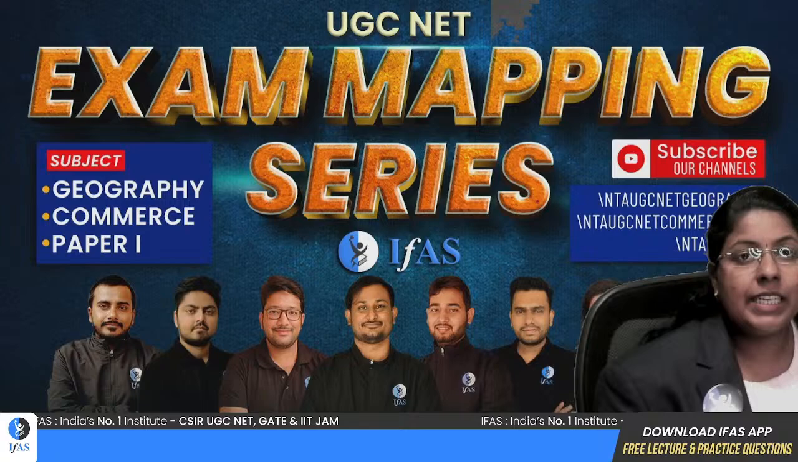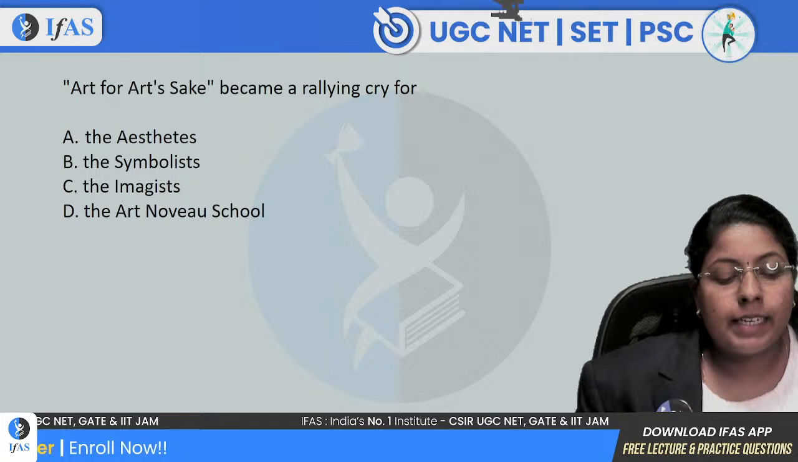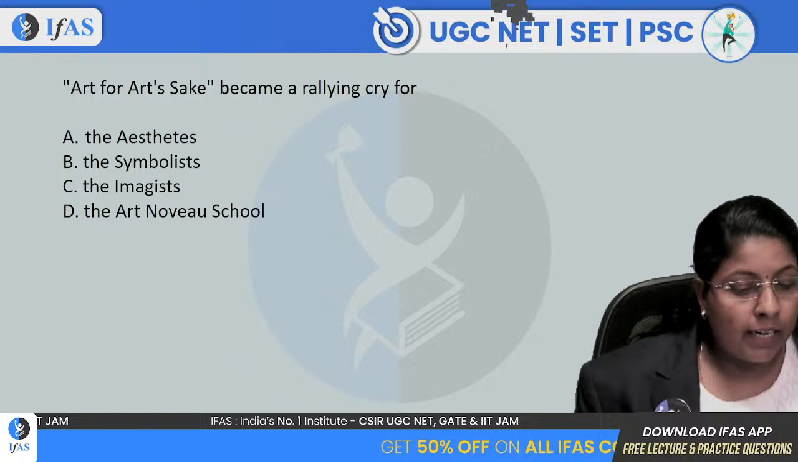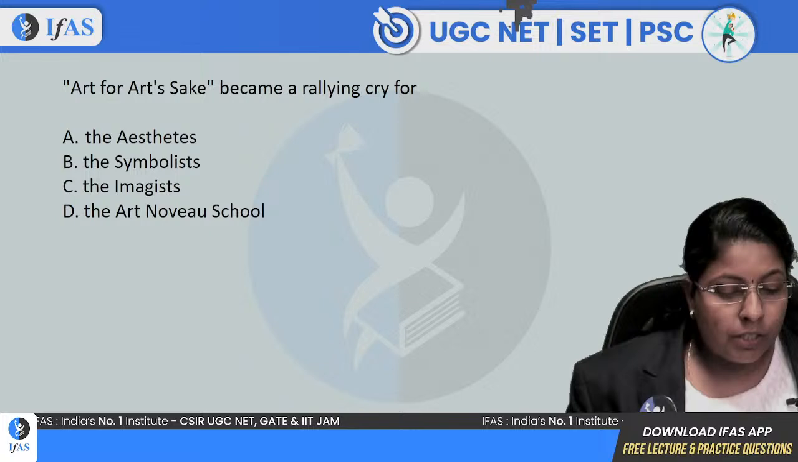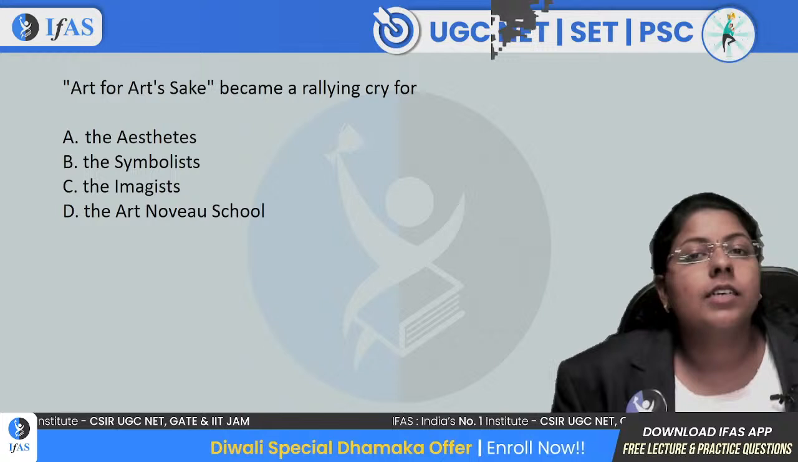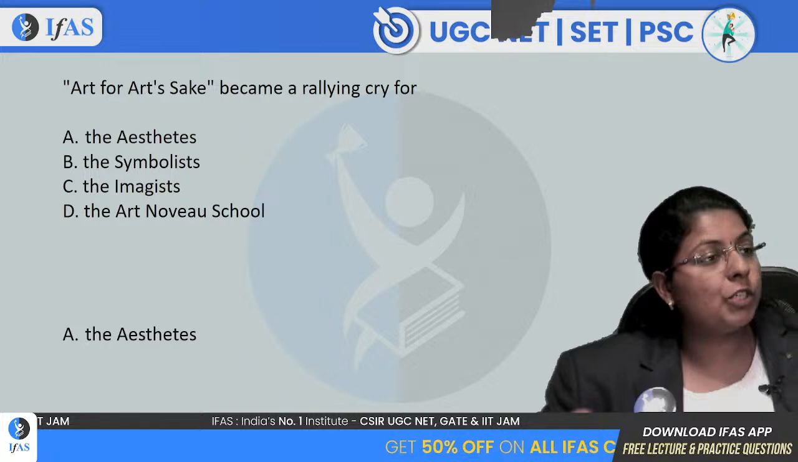All right. So, moving towards the next question. Art for art's sake became a rallying cry for which movement? We have the options: the Aesthetes, the Symbolists, the Imagists, the Art Nouveau school. Yes, tell me the answer. The Aesthetes, art for art's sake. Okay, let's check. The answer is option A, the Aesthetes. For the Aesthetic movement, it is art for art's sake.